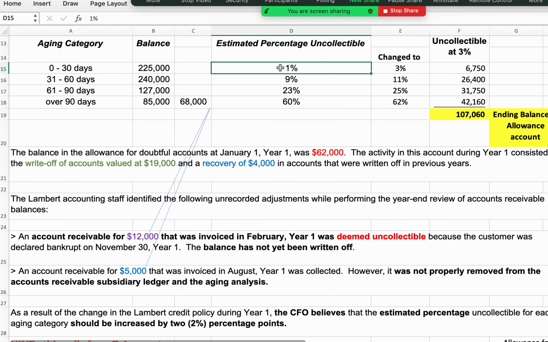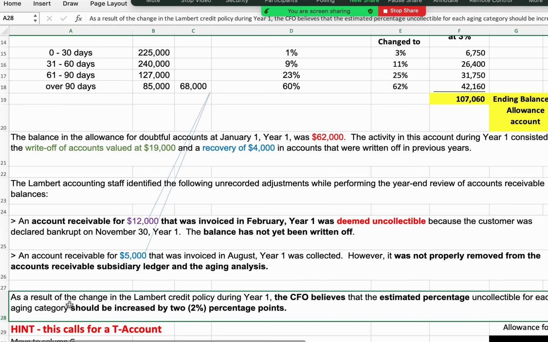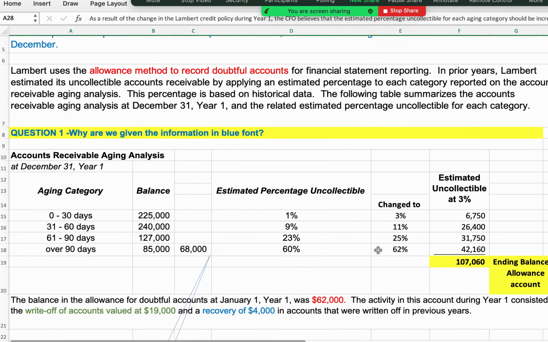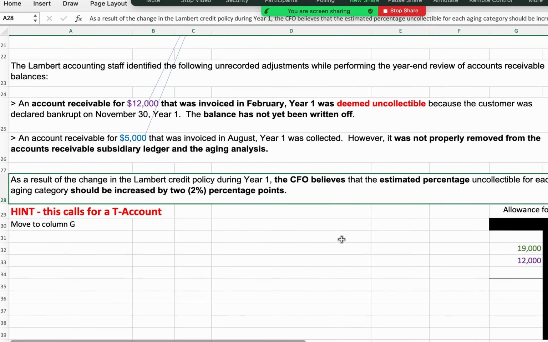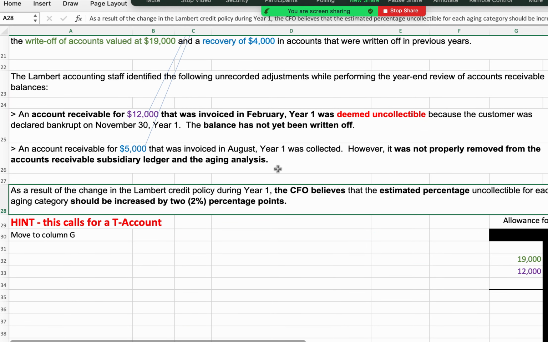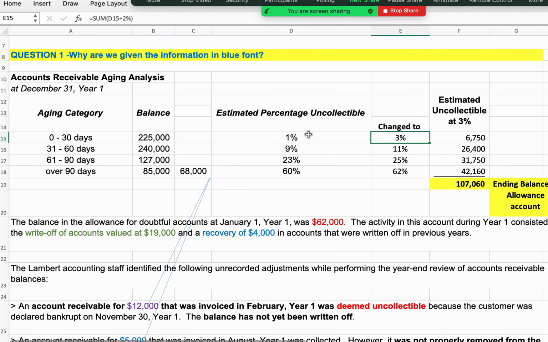Okay. So here we're down at this last statement: as a result of the change in the credit policy, the CEO, now he became a CFO. What did I do, promote him or something? Okay, well, I guess he's a CEO, CFO. He believes that the estimate for each should be 2% more. So I just added 2% here, from 1%. And then I made my estimated uncollectible. So I have 225,000 times 3% gives us this.